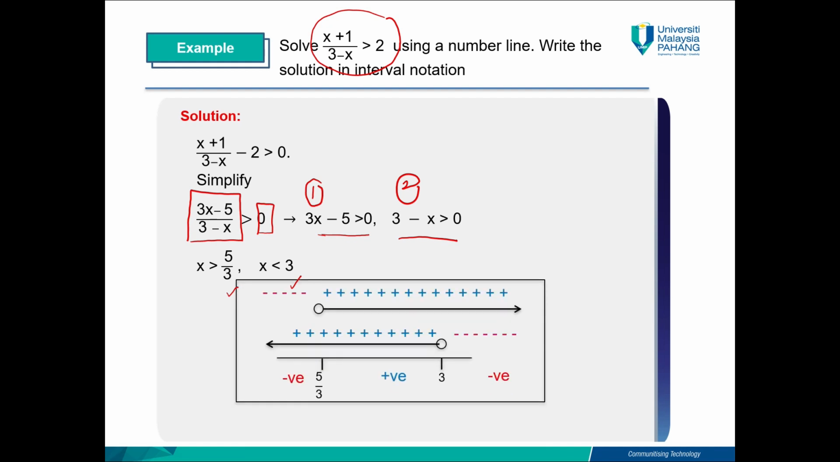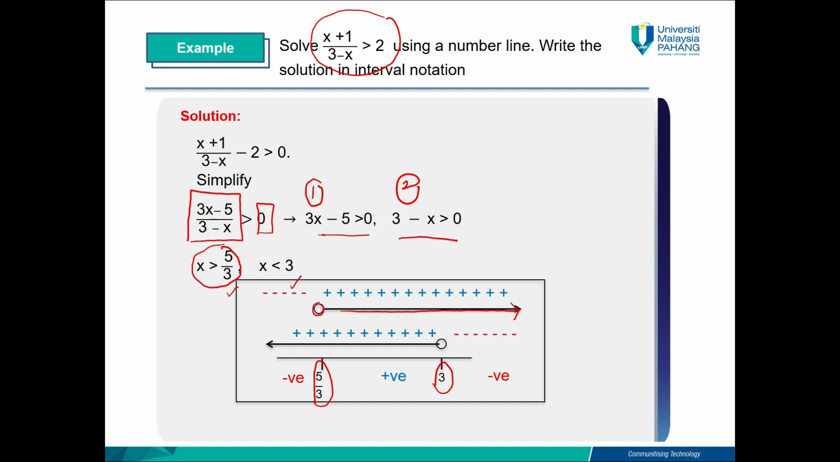So create a number line like this. 5 over 3 and 3 are the critical points. For this case, x more than 5 over 3, so an empty circle and then a more than arrow. The value on top of the arrow, we need to identify by choosing the values that satisfy the interval below.